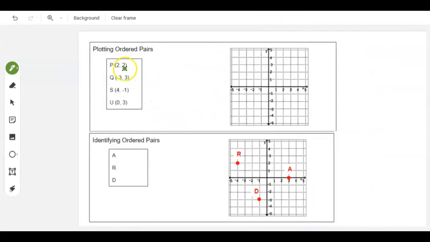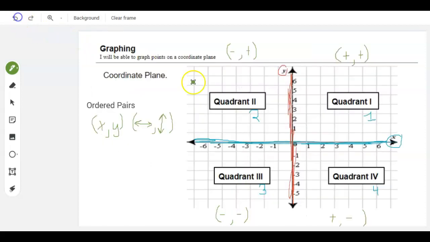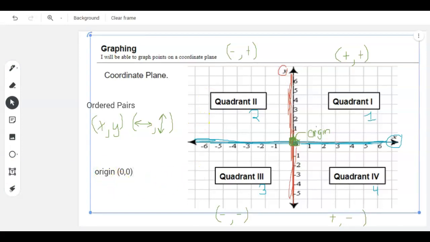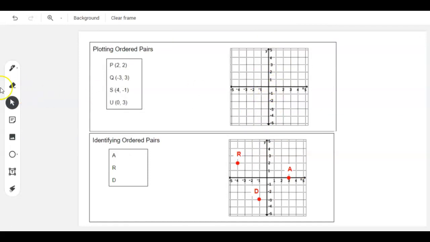All right, so looking at this, I'm just going to do P with you, all right? P is going to be over 2, so I start at the origin, which let's label that. Right here, this very middle spot, okay, right there, it is called the origin. Okay, and the origin is 0, 0. So I'm going to type that out so you can definitely see it. Origin, and its ordered pair is 0, 0. It's the very middle of the graph, right? So I always start at the origin when I'm graphing.